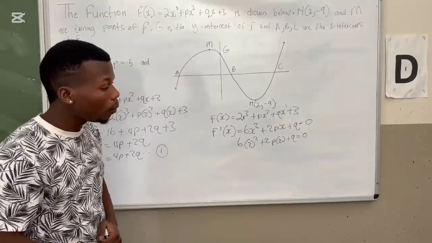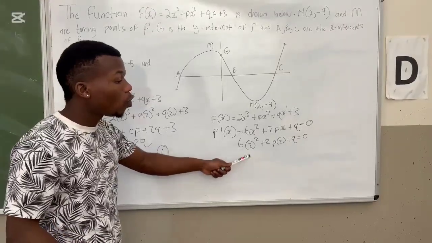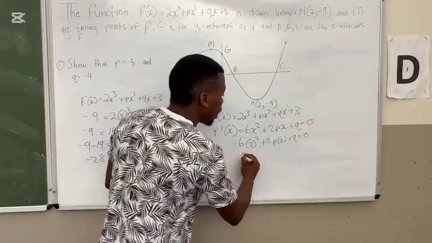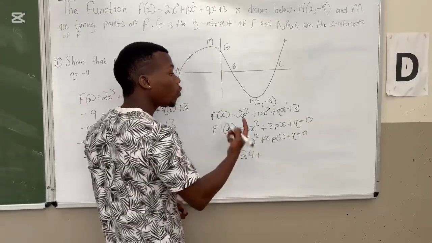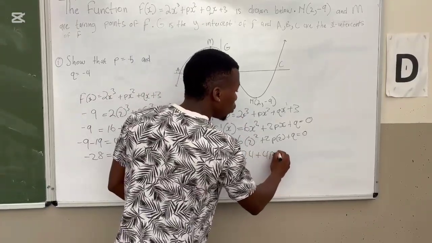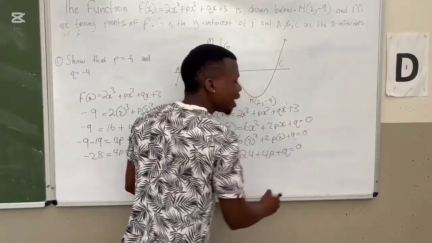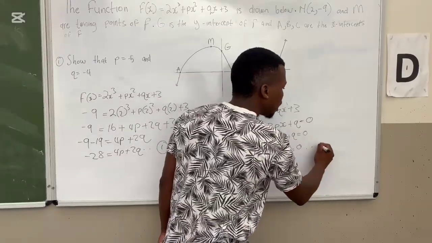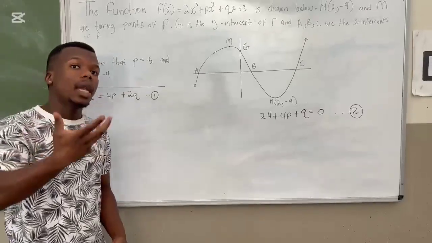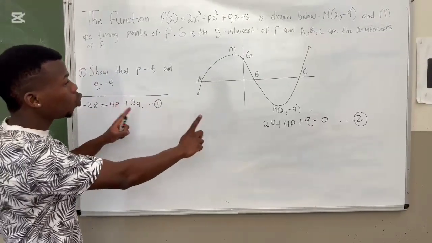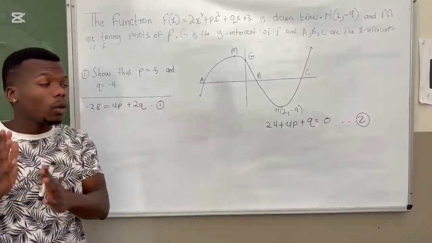2 squared is 4. 6 multiplied by 4 is 24. Meaning that I have 24 plus 2 multiplied by 2, which is 4. 4 multiplied by p is 4p, plus q is equal to 0. And then I can say that this is equation number 2. Now, here are our 2 equations for us to solve for our 2 values.